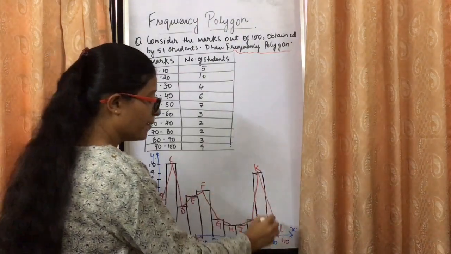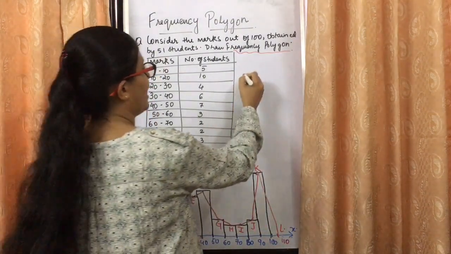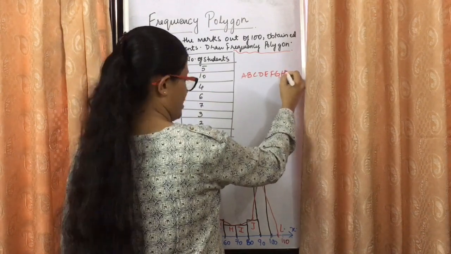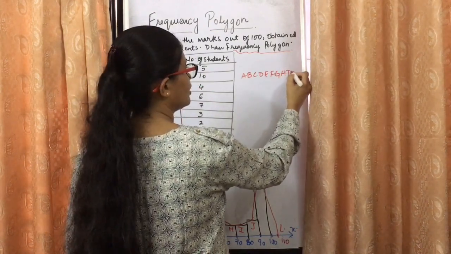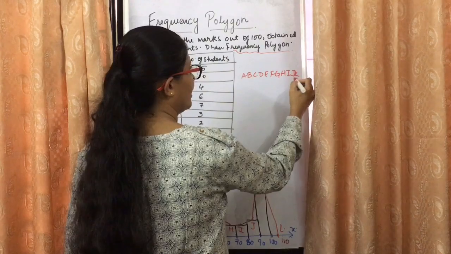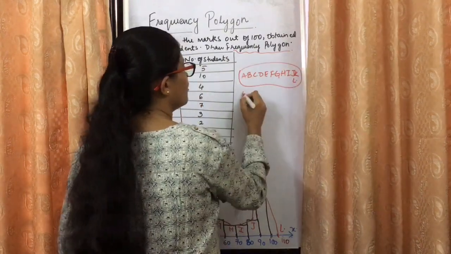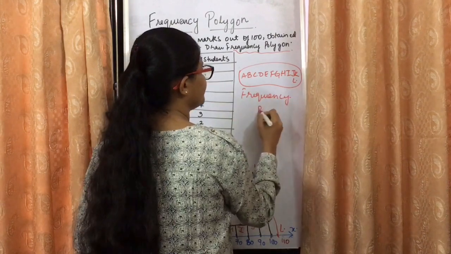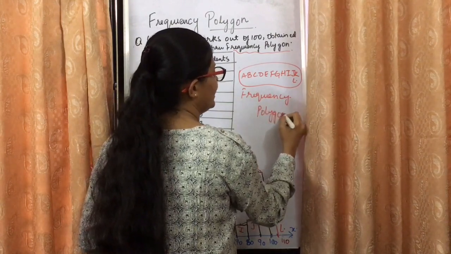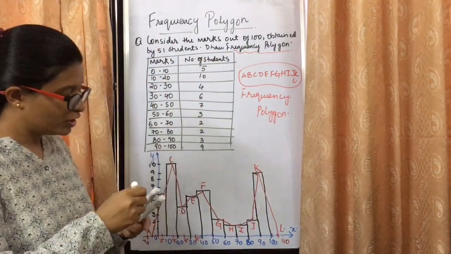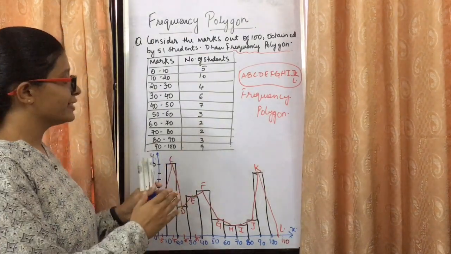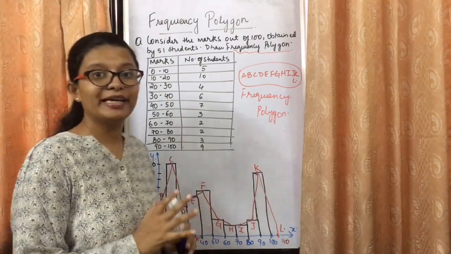So this is the polygon. So can I tell that A, B, C, D, E, F, G, H, I, J, K and L makes the frequency polygon? यही तो हमें बनाना था. So this is how we make a frequency polygon. So the concept of frequency polygon must be clear.